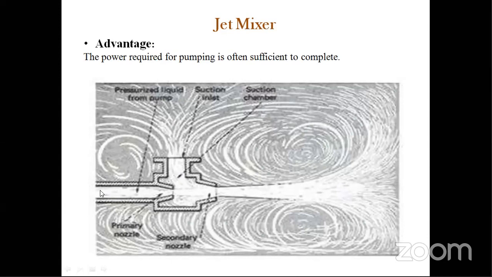So first, the primary nozzle is used to send the first liquid at high velocity into the mixing tank, and side by side the secondary nozzle also sends the second liquid at low velocity. So when one is high velocity and one is low velocity, they mix with each other, and the directly mixed liquids are placed into the mixing vessels. So that's why we can get a uniform mixture of liquids by the jet mixer process. Okay.